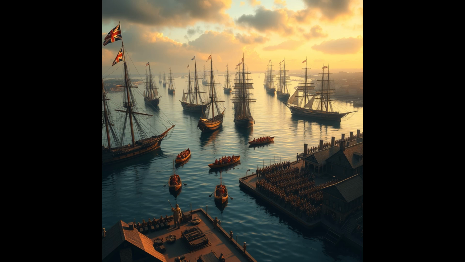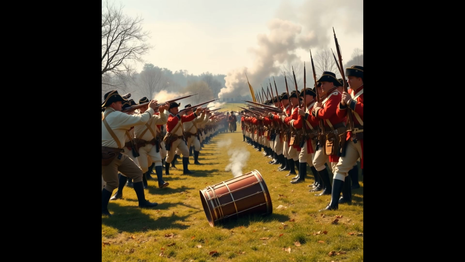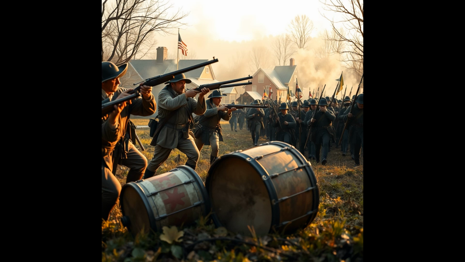1775, the battles of Lexington and Concord. Tensions continued to escalate, and in April 1775, British troops were sent to Concord, Massachusetts, to seize colonial weapons and arrest leaders of the colonial resistance. On April 19th, British soldiers clashed with colonial militias at Lexington and Concord. The shot heard round the world marked the beginning of the Revolutionary War. The British were forced to retreat after facing strong resistance from the colonial militias, and fighting spread throughout New England.